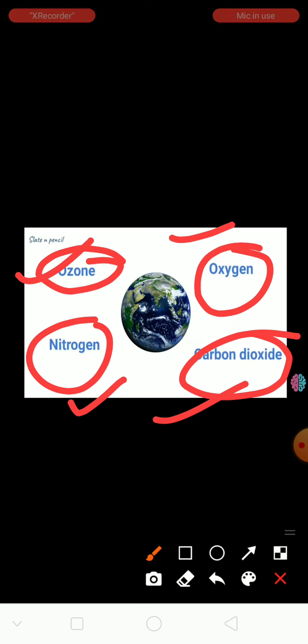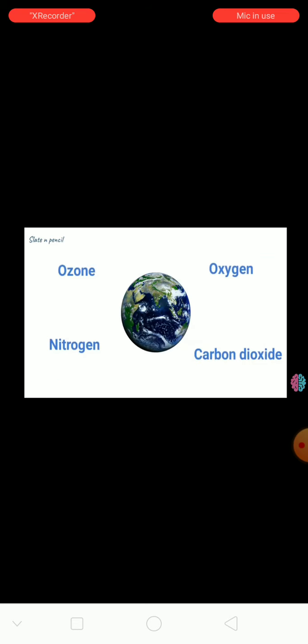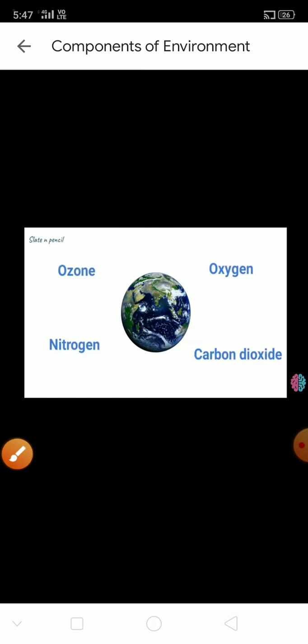Ozone gas protects us from harmful ultraviolet rays of the sun. The Earth's atmosphere is divided into various layers, each of which has its own characteristics and features. Okay, so that is about the atmosphere.